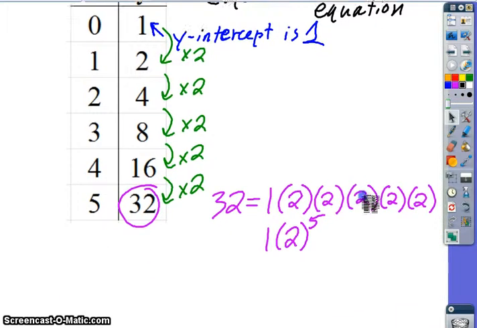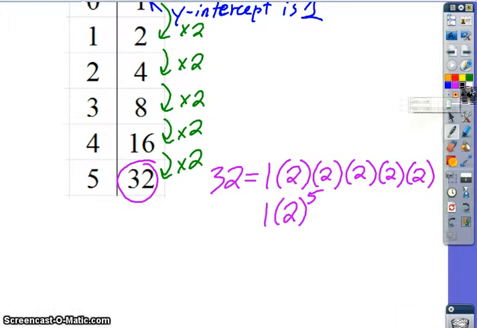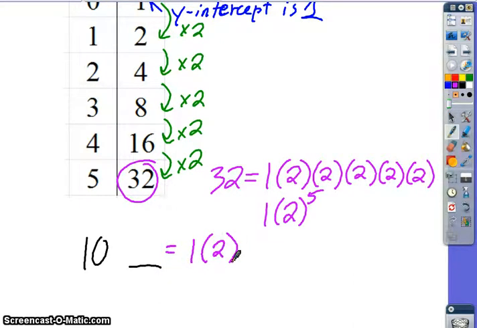Let's say I picked another term, like let's say x is 10 and I wanted to find this missing number. Well, again, I would start with my y-intercept, which was 1, times how many 2s do you think I'm going to have? Well, if x is 5, I had 5 2s, so if x is 10, I must have 10 2s, so that would be 1 times 2 to the 10th. And then the equation would be this.